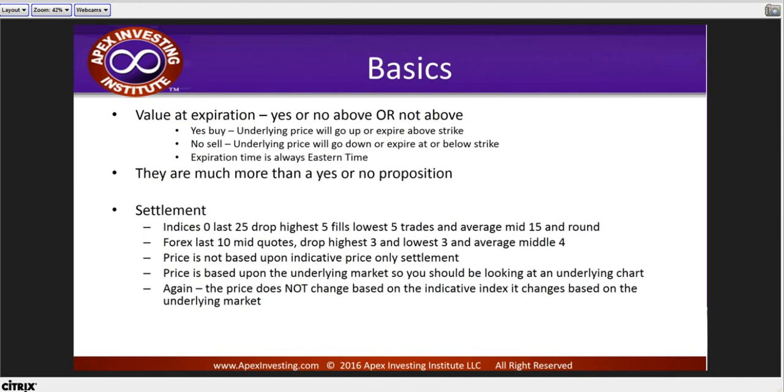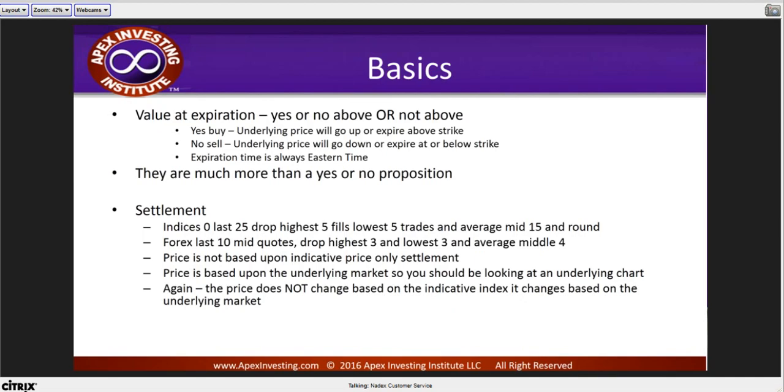One of the things, and we'll talk about charts here in a second. Again, they're much more than a yes or no proposition. Please hear that. They are much more than a yes or no proposition. Binaries, I know on these bucket shops overseas that are not regulated by the CFTC, you basically have to hold them to expiration. That's not a good thing.